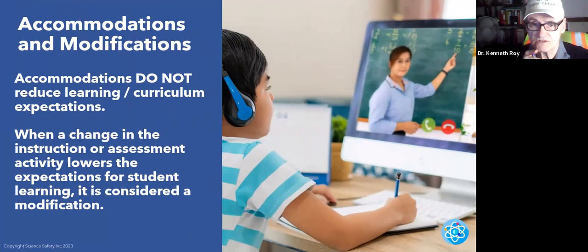Accommodations and modifications. Accommodations do not reduce learning or curriculum expectations. When a change in instruction or assessment activity lowers the expectation for students' learning, it's considered a modification. So you're modifying, you're changing it, in other words. With accommodations, you're not changing it. With modification, you are.